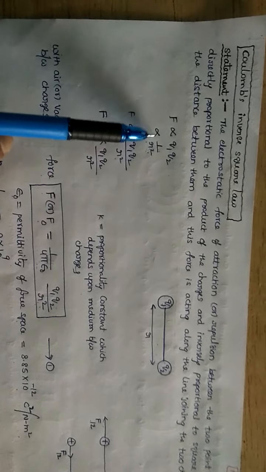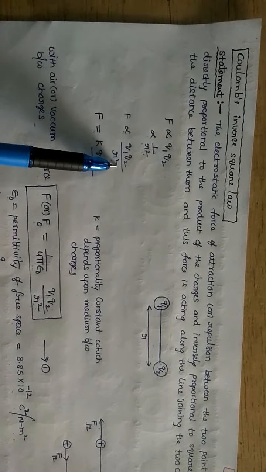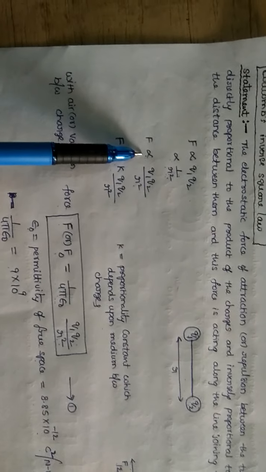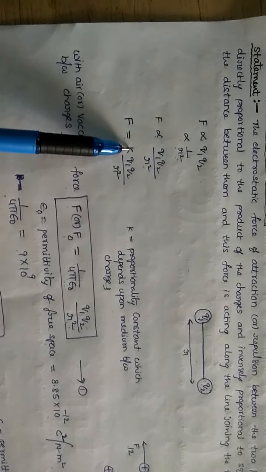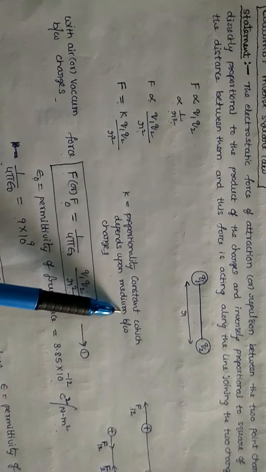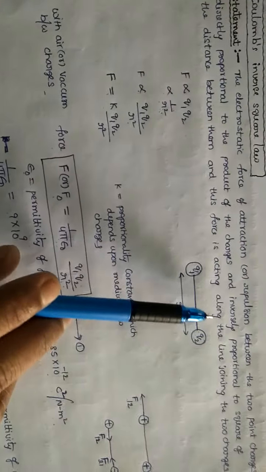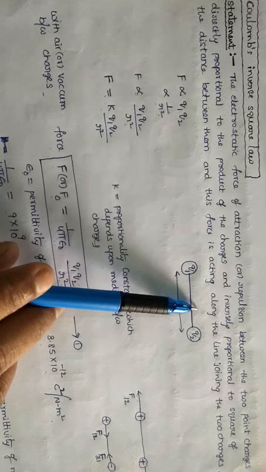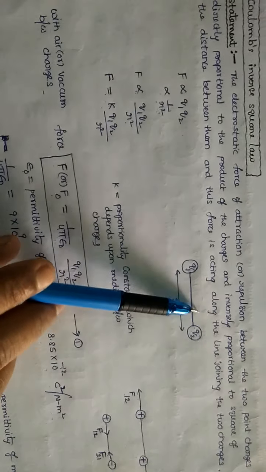Combining these two conditions, force is proportional to q1 q2 by r square. The proportionality symbol is removed and I am writing a constant k, where this k is known as the proportionality constant, which depends upon the medium between the two charges. Here air is there, whatever the medium may be. So k value depends upon the medium between them.